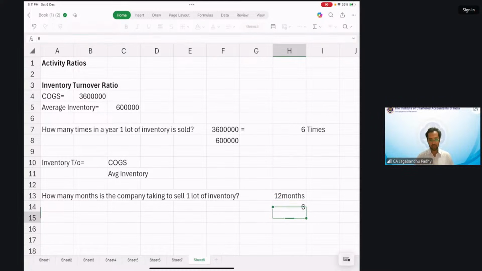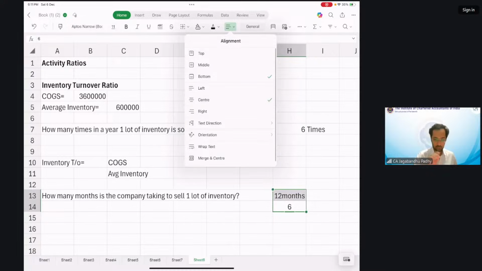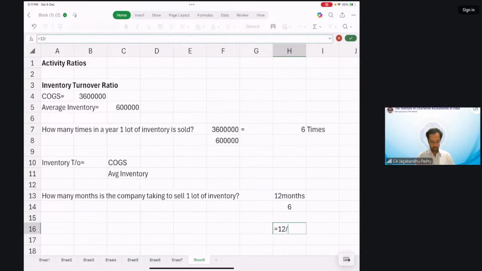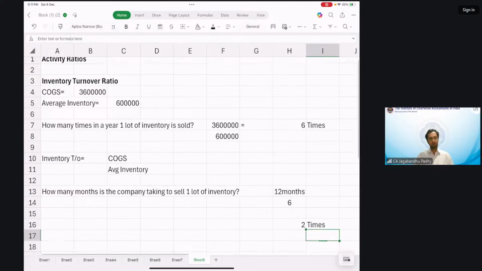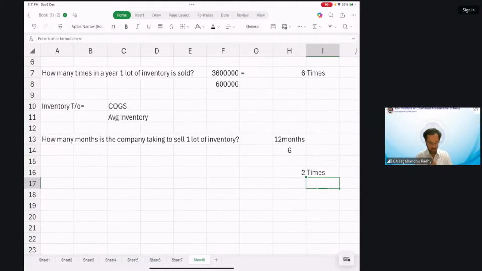Because there are 12 months in a year, and in a year, there are six turnovers happening. So if there are 12 months and six turnovers, of course it's going to be 12 divided by 6, which is 2. So how many months is the company taking to sell one lot of inventory? That is going to be 2 months. So the company is going to take 2 months to turn around one lot of inventory.